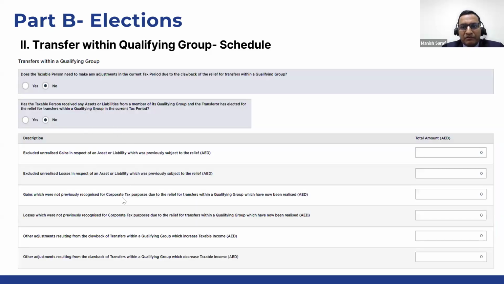And this is a detailed schedule, which when you fill up the option of qualifying group, you'll have to fill in the details, like whether the taxable person made an adjustment in the current tax period for a qualifying group, yes or no. So the detailed amount has to be filled up in this. This is a screenshot from the tax return.